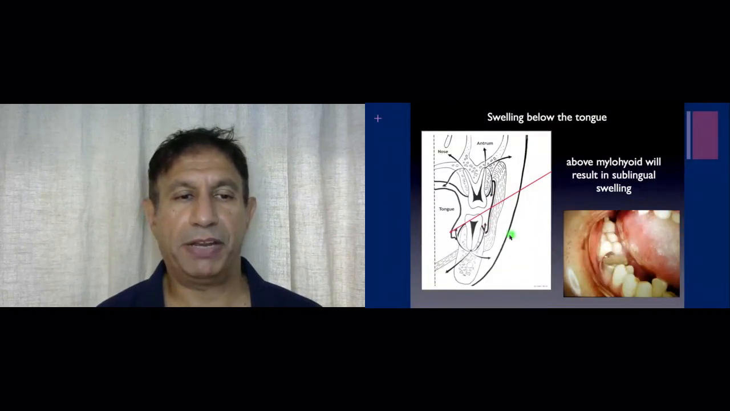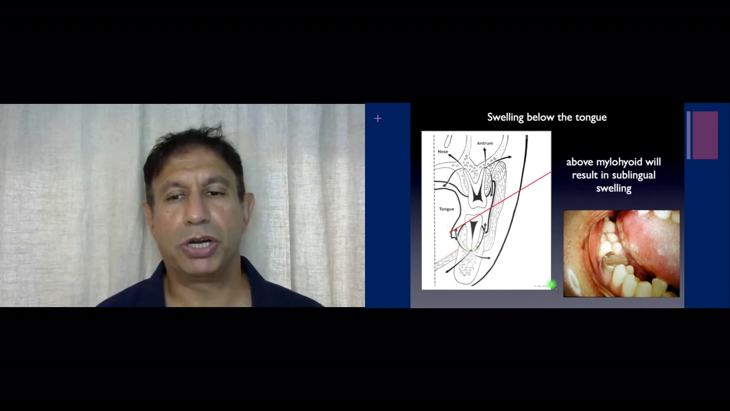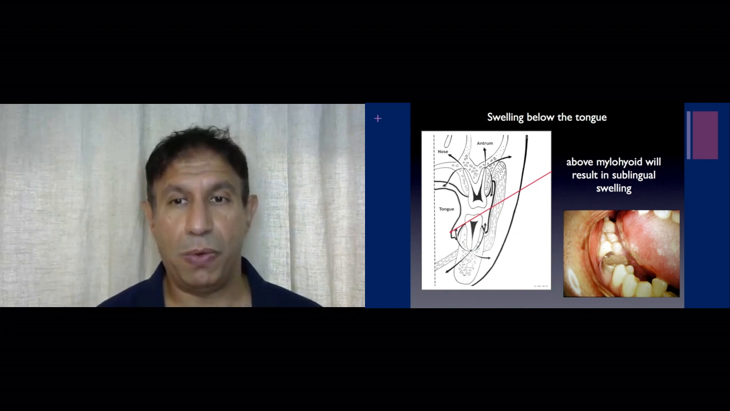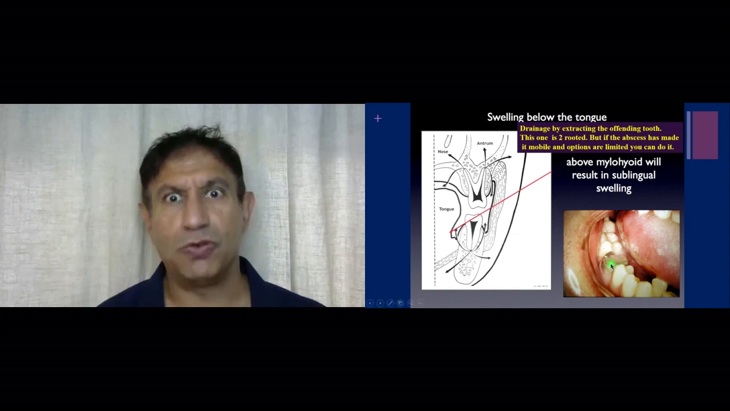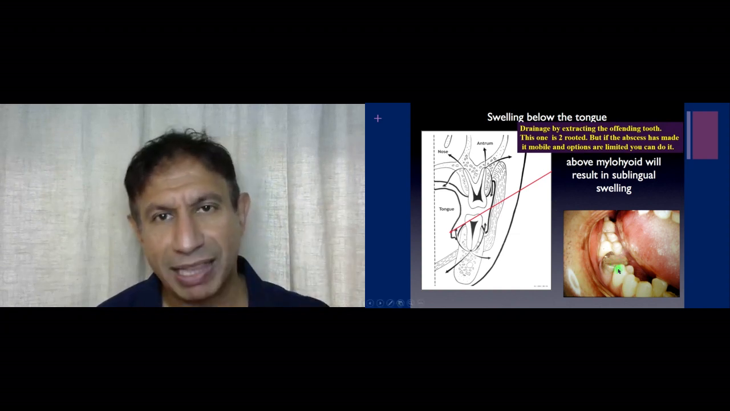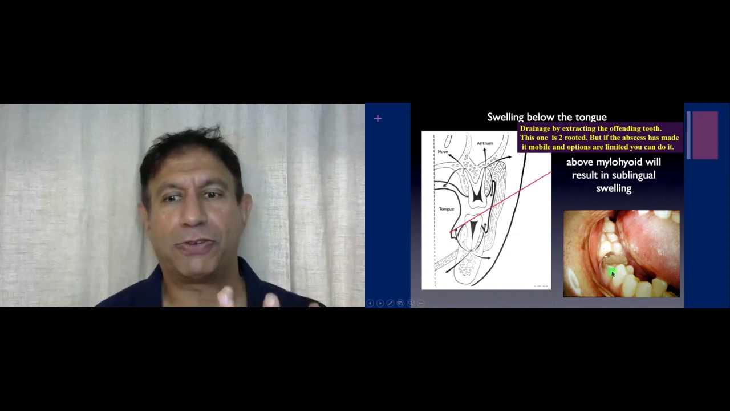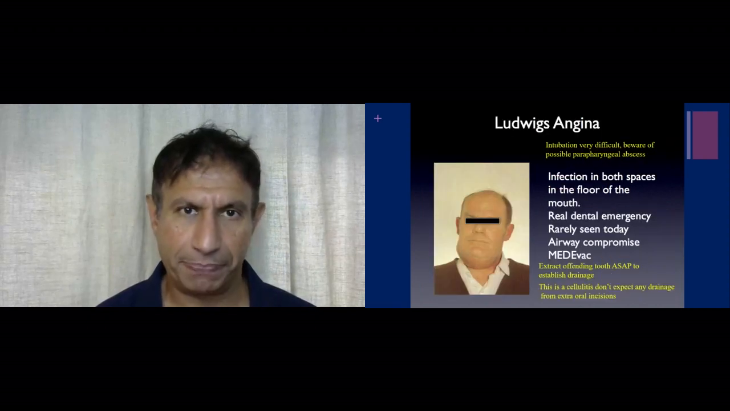What happens if the infection goes above the muscle attachment to the tongue side? You do not want to incise and drain there because there are big blood vessels in that area. However, if the tooth is very loose and mobile, you can extract the tooth, and by extracting it you will get enough drainage from the extraction socket, and that would relieve the pressure in that area.